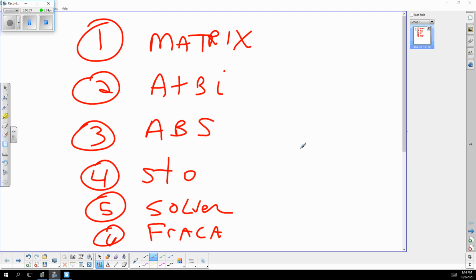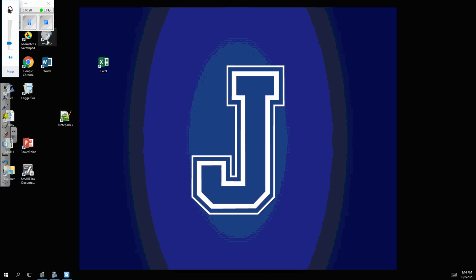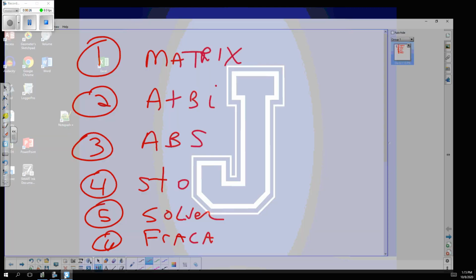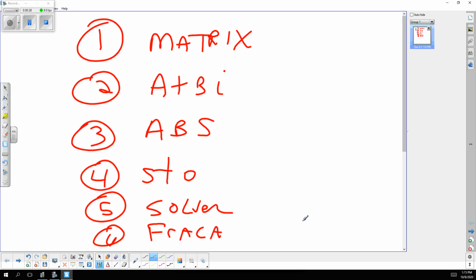All right, away we go. And we're going to look at things that are built into the calculator and a few of the programs. So things that are built into the calculator are matrices.